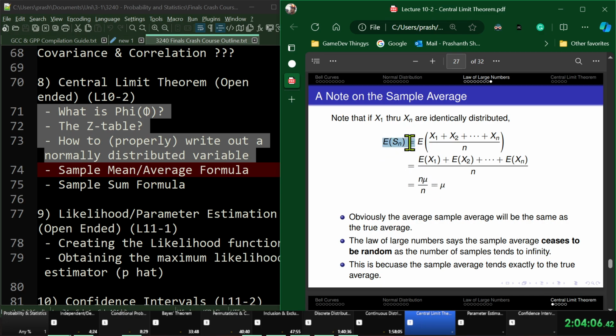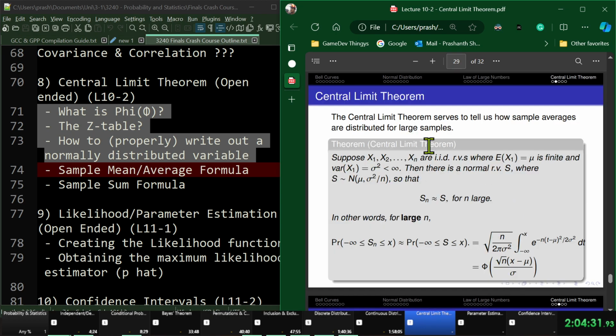So the expectation of the sample is all this. Since this is a constant number, we can factorize it out. And all of these are still from the same distribution, so it's mu plus mu plus mu plus mu. So it just becomes n times mu. And since we divide that by n, it just becomes mu. It will cease to be random because you approach mu at infinity.